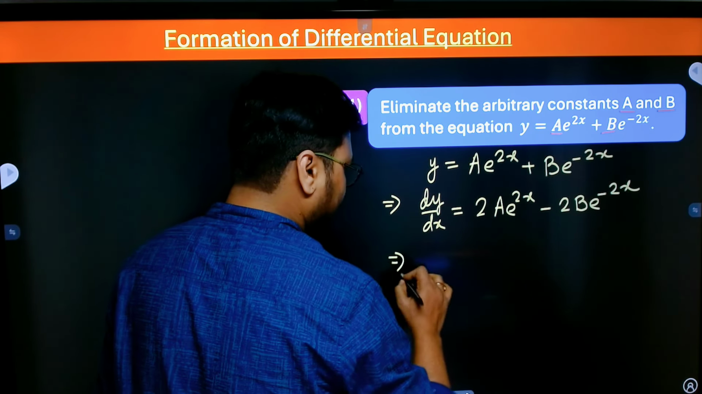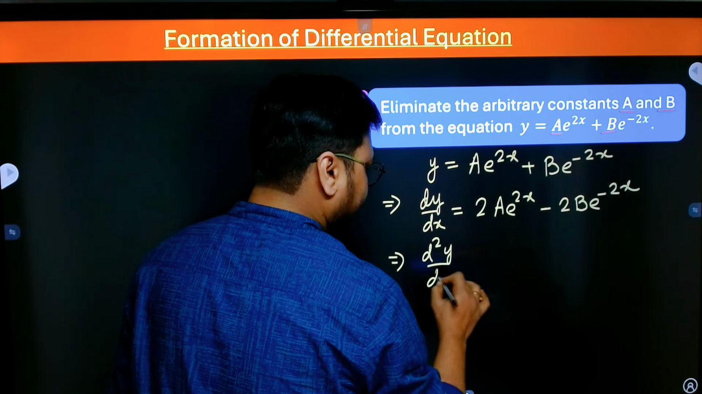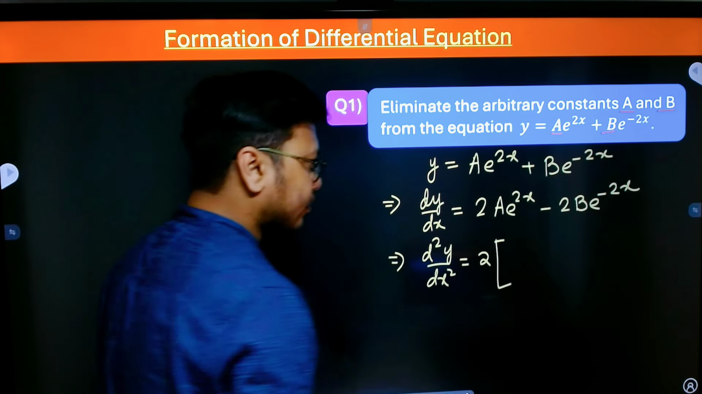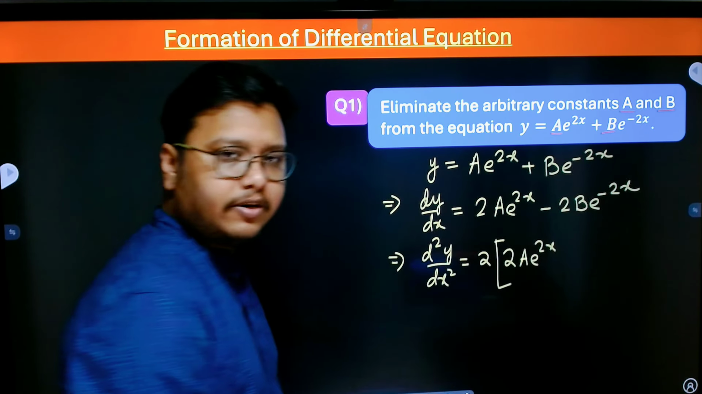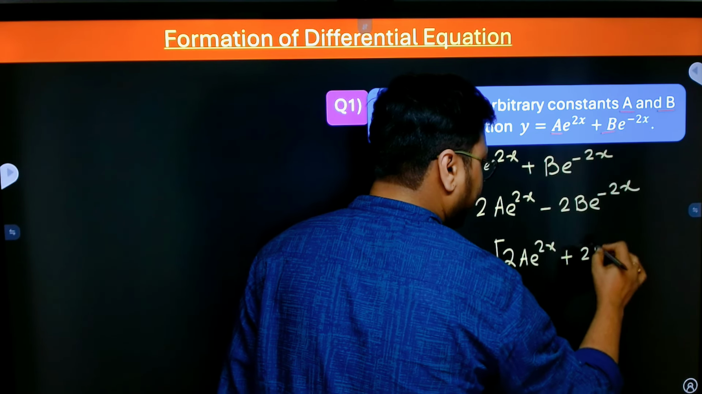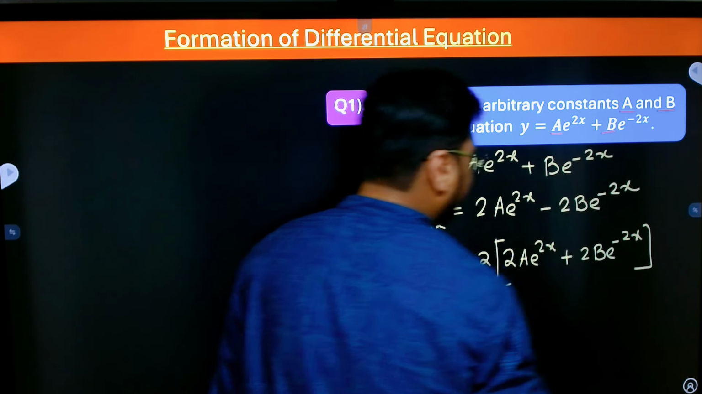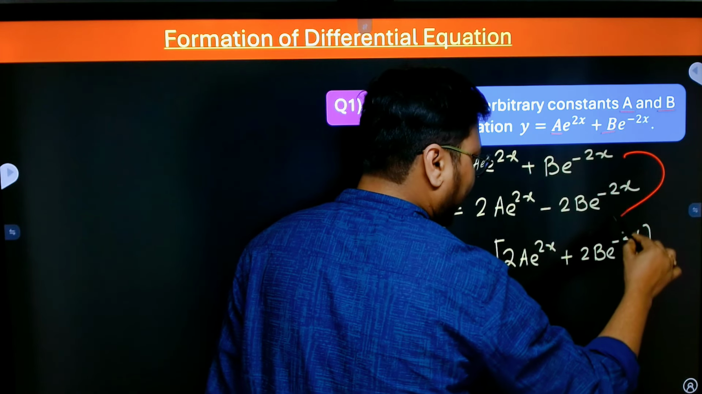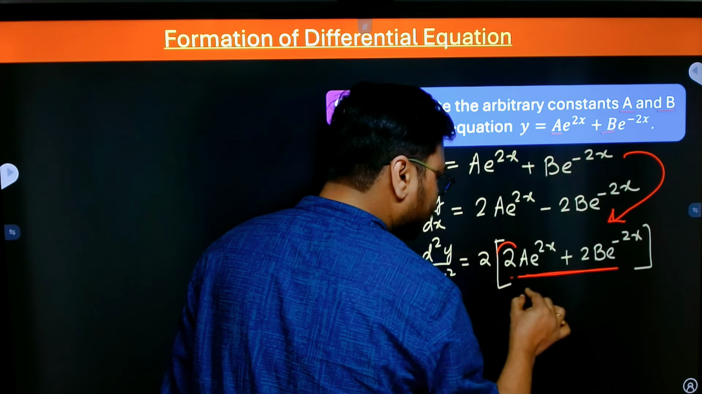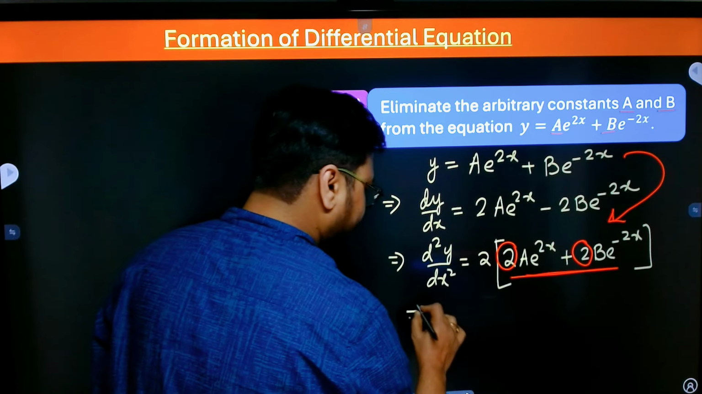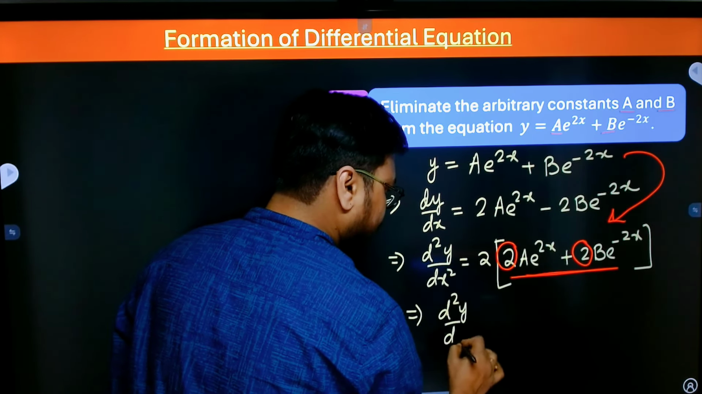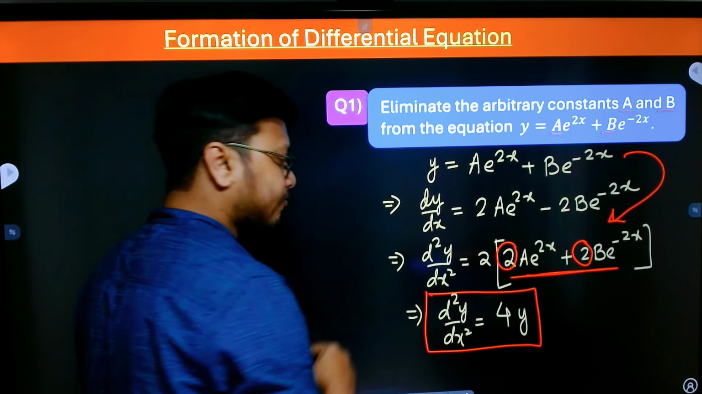Okay, so let's do another derivative, which would be d2y/dx square, with 2 taken common, and again we would get 2a e to the power 2x, minus minus becomes plus, so plus 2b e to the power minus 2x, and I can see this is the same as y, provided I take the 2 common. If I take the 2 common, I have got back my first equation. So that means d2y/dx square equals 2 taken common, it will be 4, and we get back y, right? So this is our required differential equation.